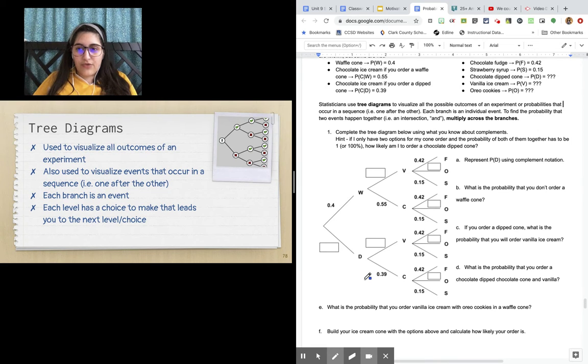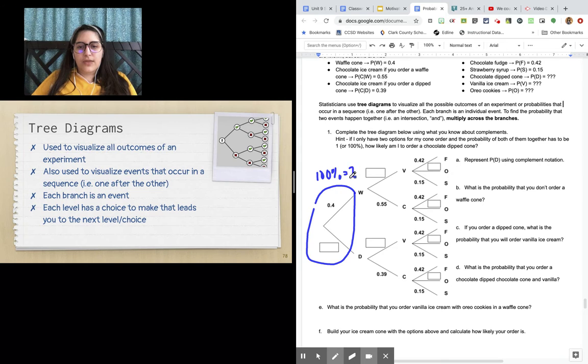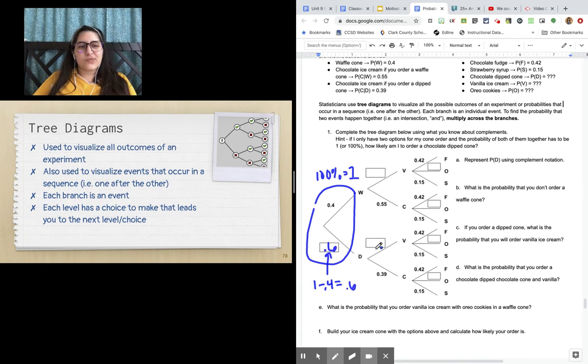I'm going to give you an example first to show you how to do it, and then I want you to pause the video and try it. Here, I'm going to focus on this first level. This is my cone choice. I'm either going to pick a waffle cone or a chocolate dipped cone, and these all together have to add up to 100%. If this one is 0.4, then this value right here has to be 1 minus 0.4, or 100% minus 40%, which is 0.6. So that missing value there is 0.6.